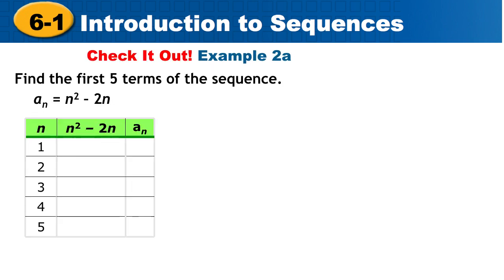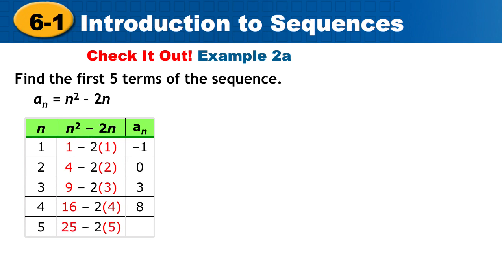Just notation is different. So similarly, you are going to substitute 1 for n. The first term is going to be 1 squared minus 2 times 1, which is negative 1. The second term is going to be 2 squared minus 2 times 2, which is 0. Third term will be 3 squared minus 2 times 3, which is 3. And fourth term will be 4 squared minus 2 times 4, which is 8. And the fifth term will be 5 squared minus 2 times 5, which gives you 15.